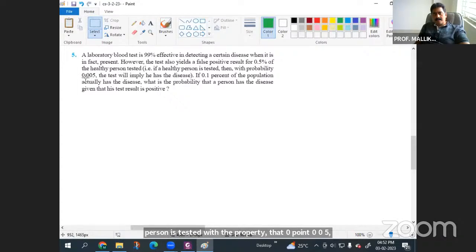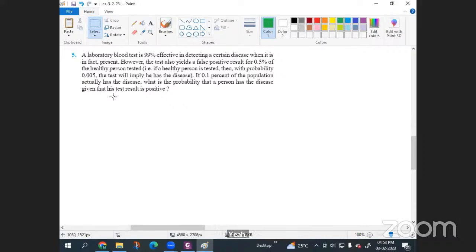So for a healthy person also, they are saying that there is a chance of getting a false test result, and that is 0.005. If 0.1% of the population actually has the disease, what is the probability that a person has the disease given that the test result is positive? Right. Now, Muskan, what has been particularly mentioned? Sir, that the person has the disease and the result is positive also.